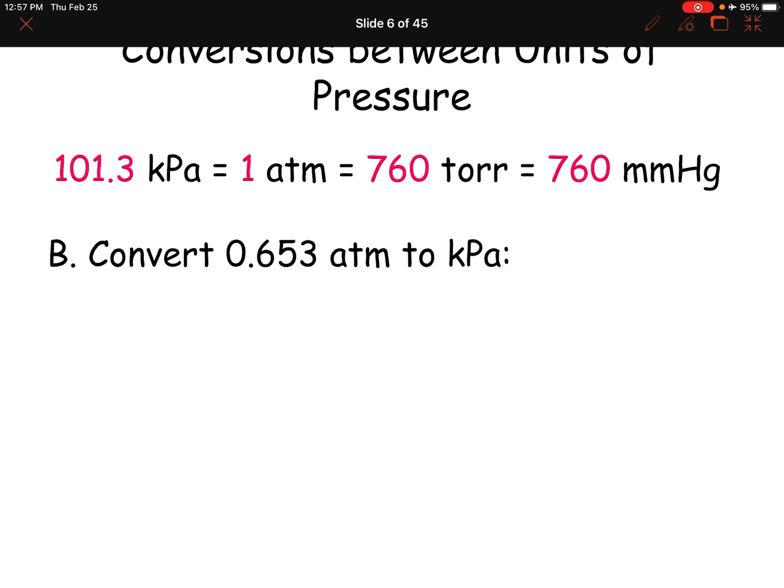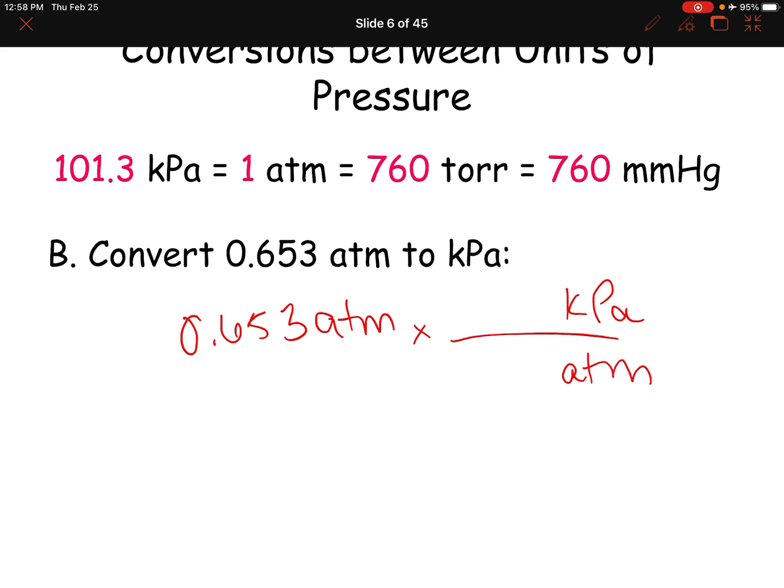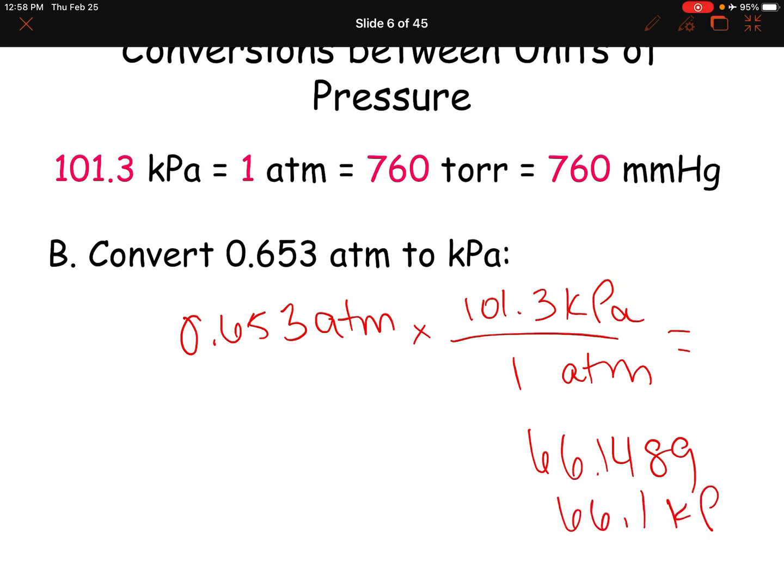0.653 atmospheres to kilopascal. So we have 0.653 atmospheres as our given. We seek kilopascal, we know atmospheres, so 101.3 over 1. All you've got to do is multiply across. 0.653 times 101.3 is 66.1489, which rounded to sig figs would be 66.1 kilopascal. If you're not rounding to sig figs, don't worry about it.